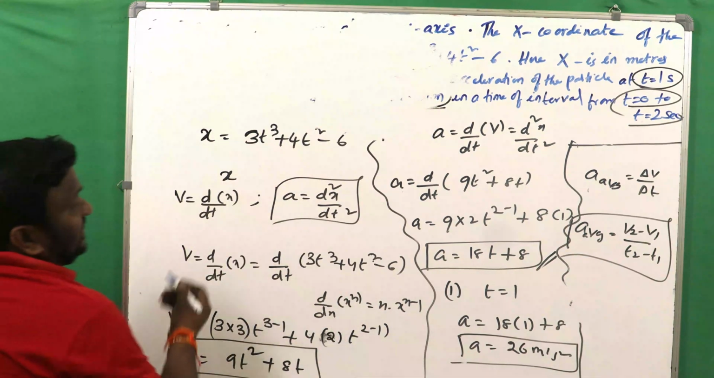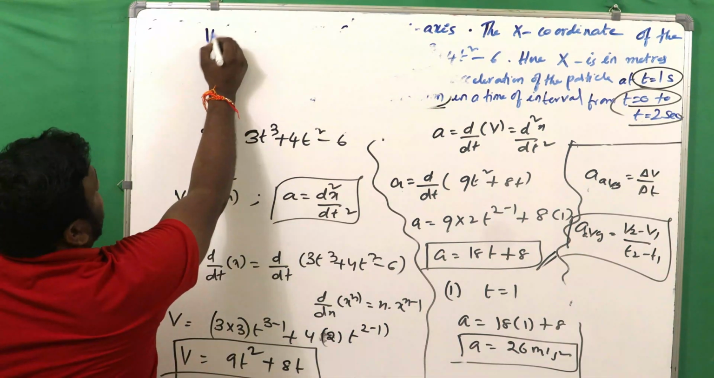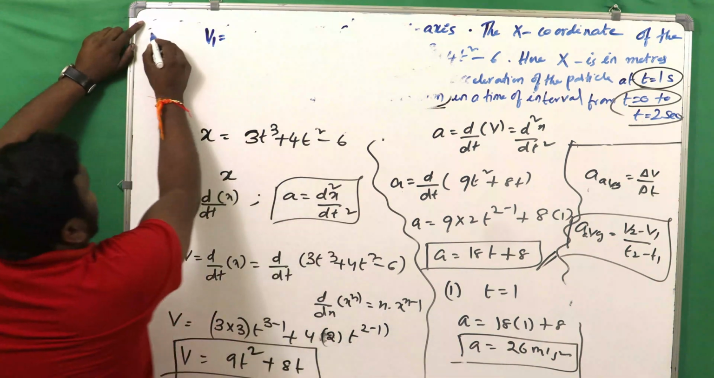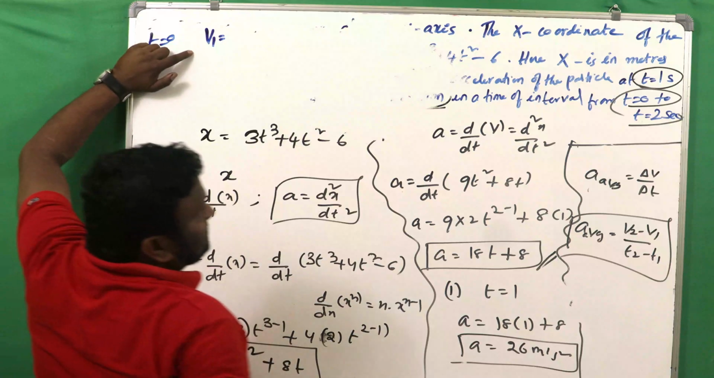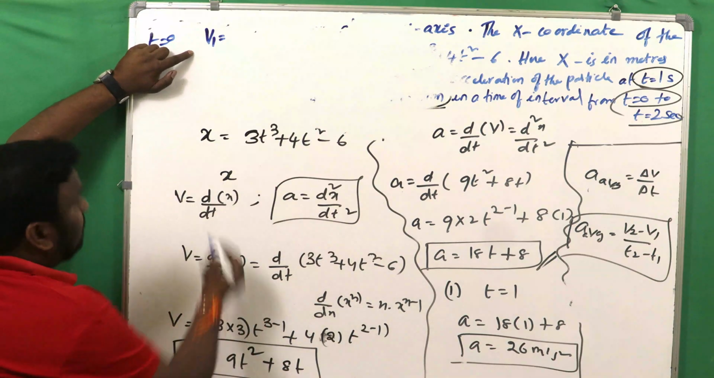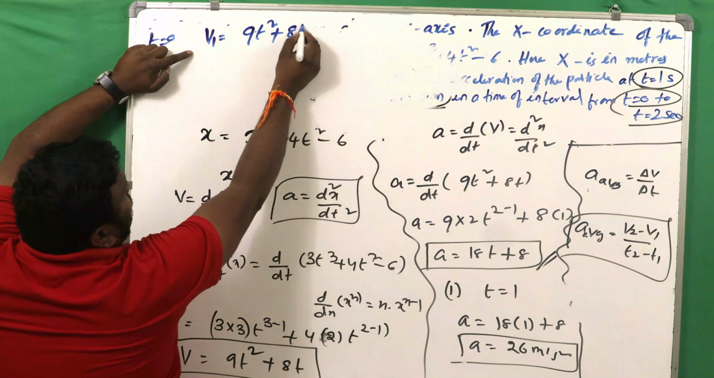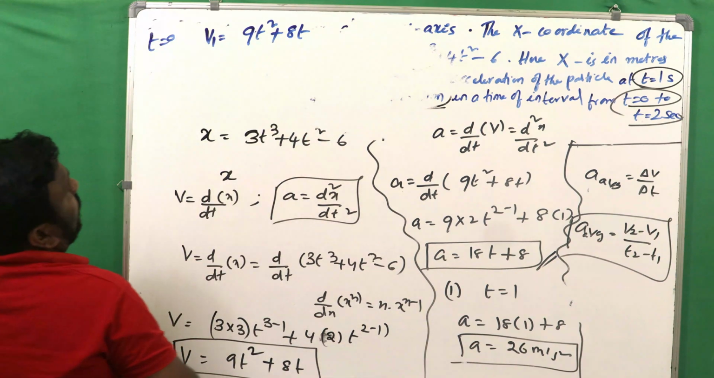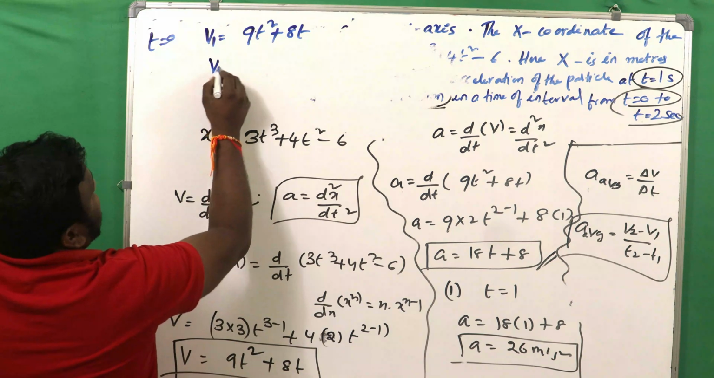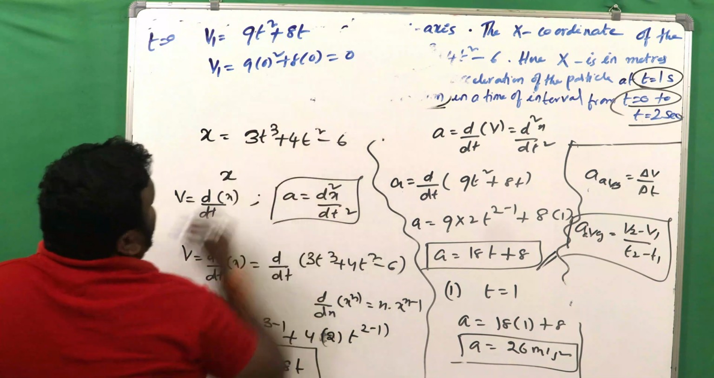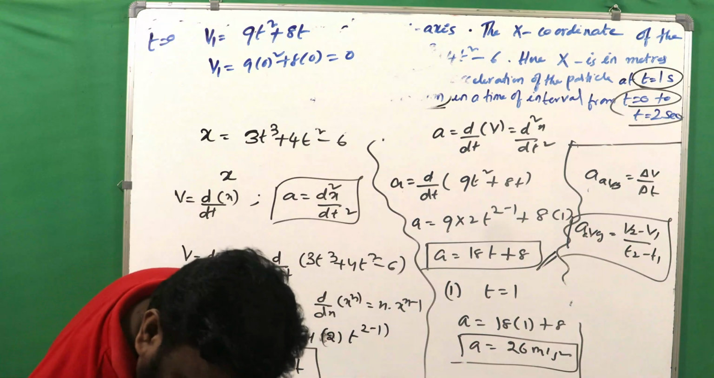We need some space, that's why I am erasing this one. Okay, so first thing, what is v1 here? That is nothing but at the time t = 0. What we got as the v formula is 9t² + 8t. Then obviously v1 = 9 into 0² plus 8 into 0, that is 0.